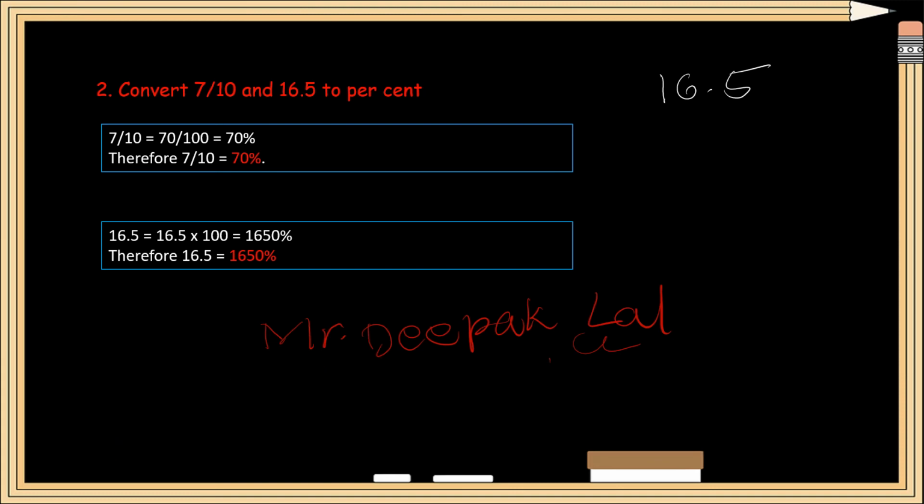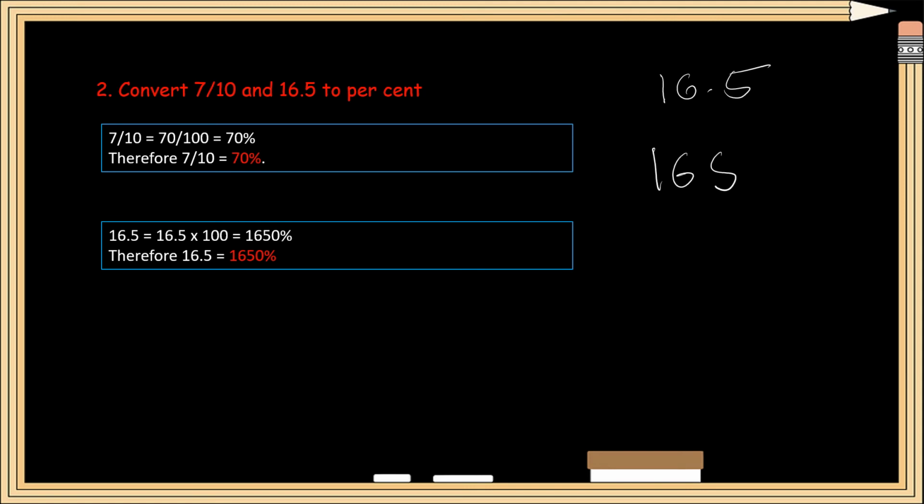So here we are doing multiplication, so we shift it to the right side. So it becomes 1650%. Now that's our answer. So this is the answer for this problem.